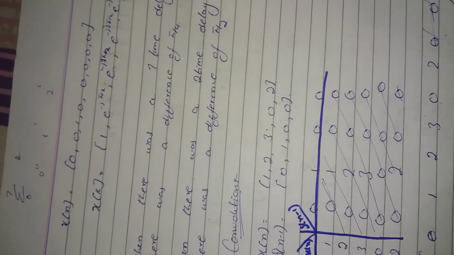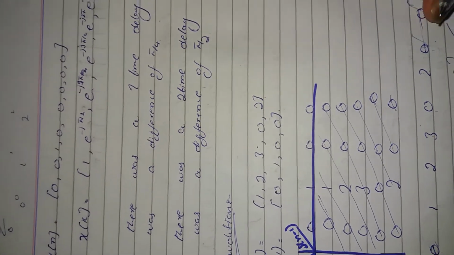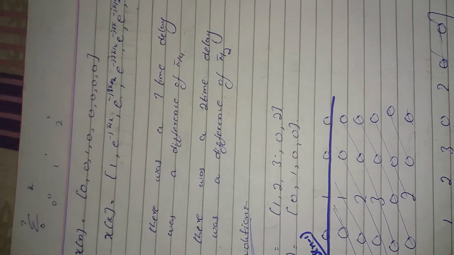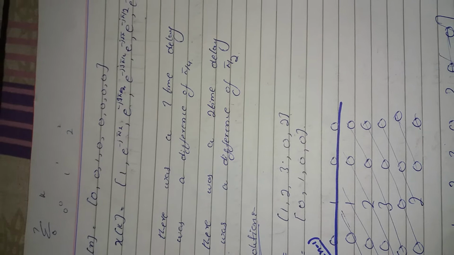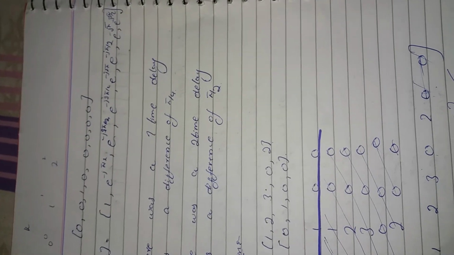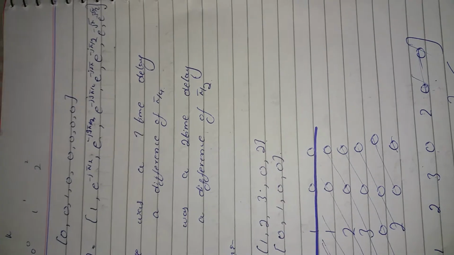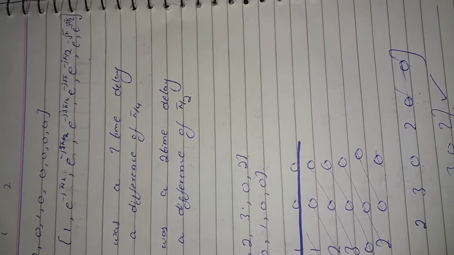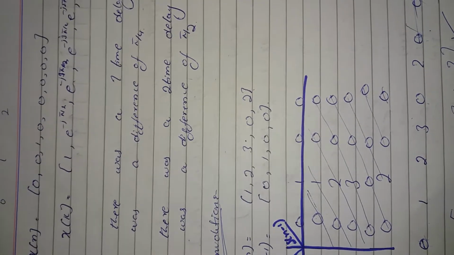Let's talk about convolution. Why do we do convolution? Convolution is an operation that produces a third function expressing how the shape of one is modified by the other. So that is convolution.